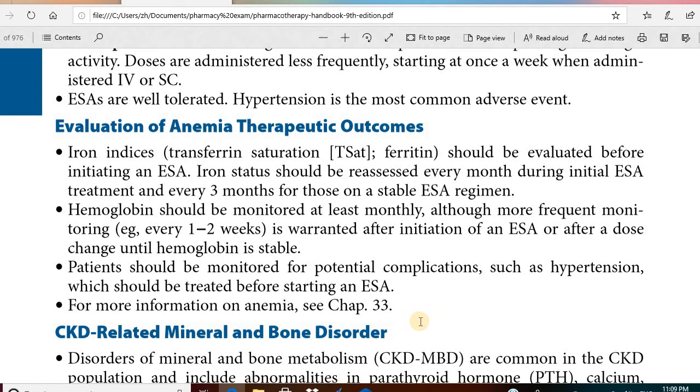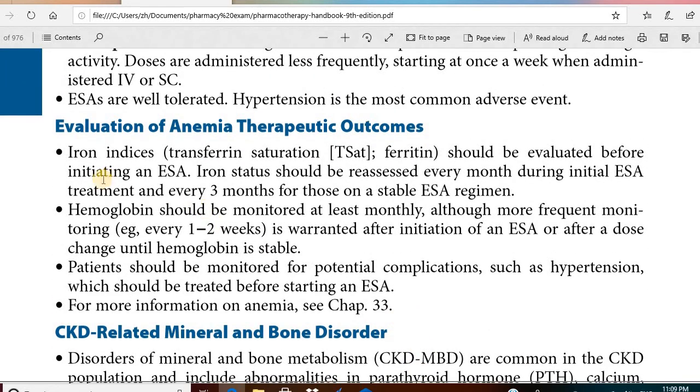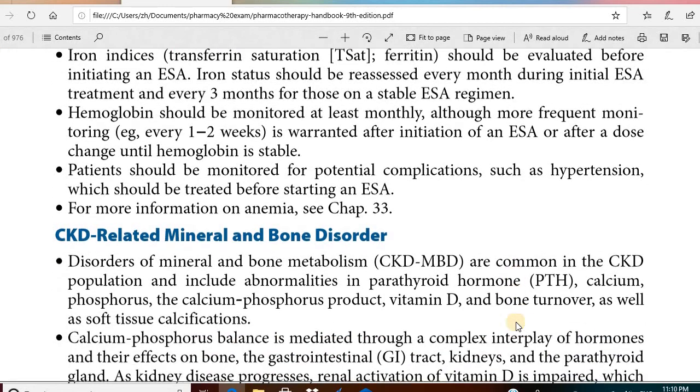Evaluation of anemia therapeutic outcomes. So you can evaluate this. Patient should be monitored for potential complications such as hypertension, which should be treated before starting an ESA. So this is all about how to treat the anemia if the patient has chronic kidney disease. You can go for IV, you can go for subcutaneous, but the subcutaneous one is more acceptable.